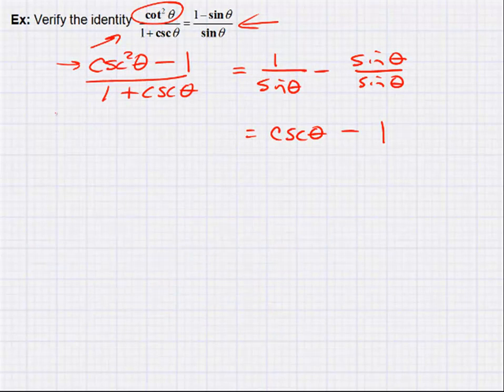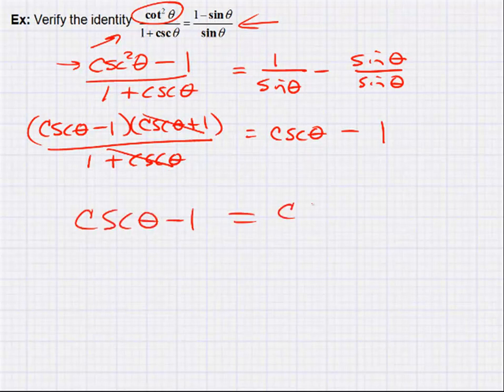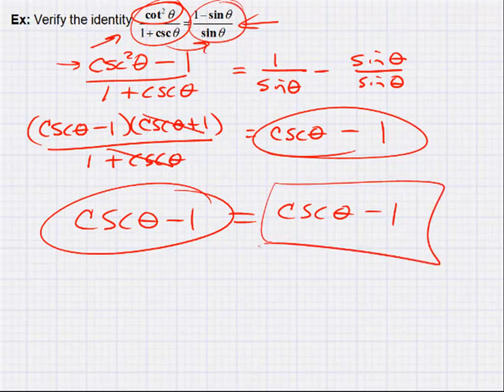This numerator, cosecant squared minus 1, can be written as cosecant theta minus 1 times cosecant theta plus 1 over 1 plus cosecant theta. Well, guess what? These are the same. They cancel. And I end up with cosecant theta minus 1 equals cosecant theta minus 1. This side equals this side. Now, I didn't turn this into this, but I was able to turn one side into the other so that they get the same thing on both sides. If I get the same thing on both sides, it's equal. It's always equal. Verifies the identity.